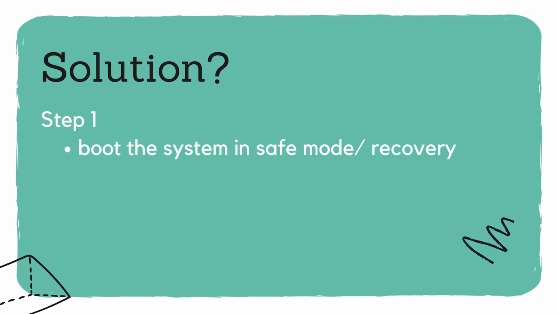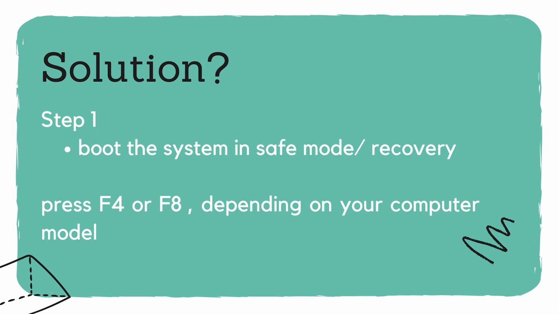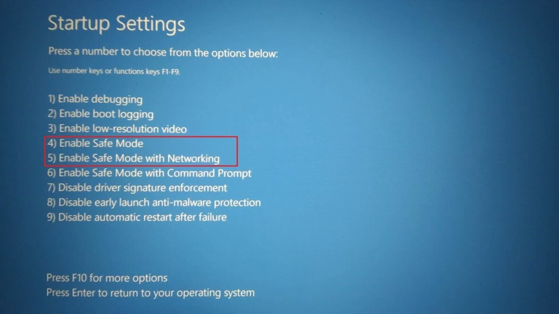So what you need to do is boot your system into safe mode or Windows Recovery Environment. You can do this by pressing F8 on your computer before it completely loads, and then you will have the option to go into safe mode. Depending on your computer model, this can be different.